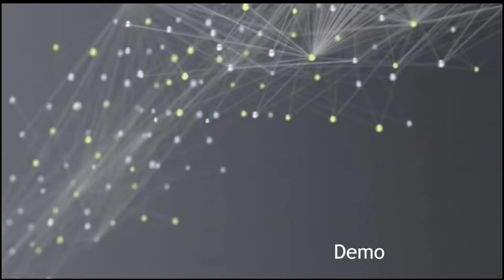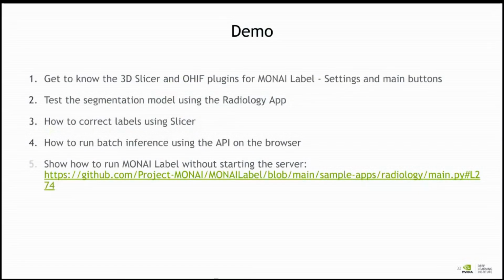So it's actually a very short demo. What I wanted to show you is, I learned that you are already an expert in Slicer, but my idea was to show you what the plugin in 3D Slicer for MONAI Label is, the same for OHIF, and then test the segmentation model using the Radiology app, how you can correct the segmentation and then submit that to the server so you can improve the model, how to run batch inference using the web API, and maybe we have time to show how you can run MONAI Label without starting the server.